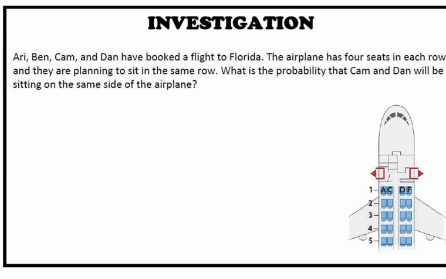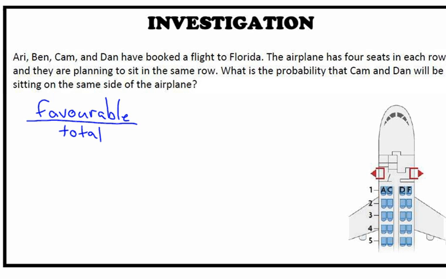So we're going to use things we learned in the counting methods unit to come up with some of our favorable outcomes and our total outcomes. Because remember, when we're talking about probability, we're talking about favorable outcomes over total, right? So our favorable outcome is when Cam and Dan are sitting on the same side of the airplane, okay? So how many different ways can Cam and Dan sit on the same side of the airplane?